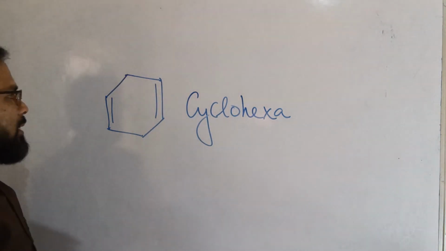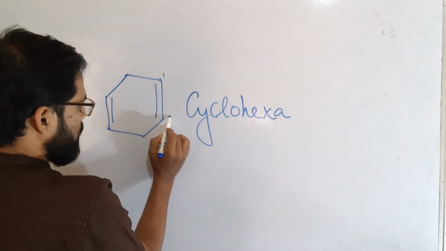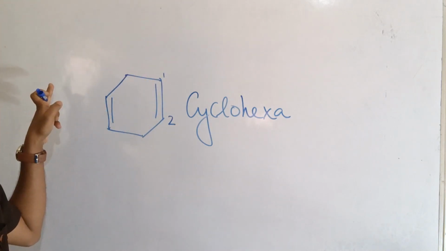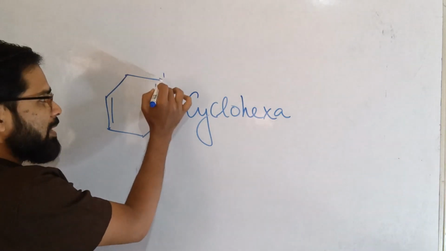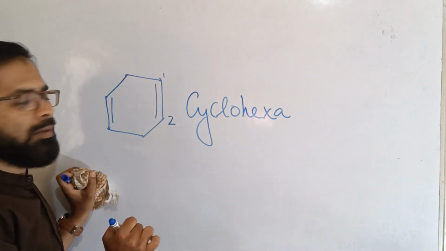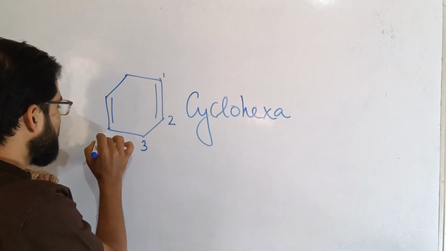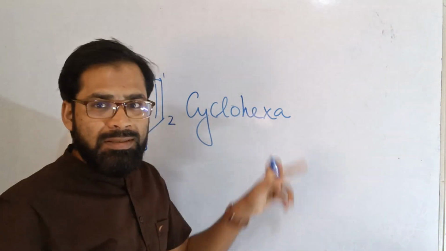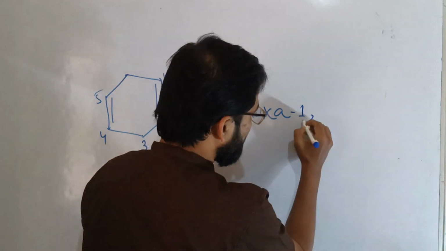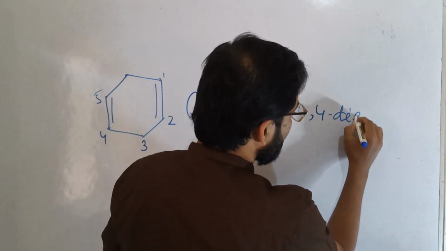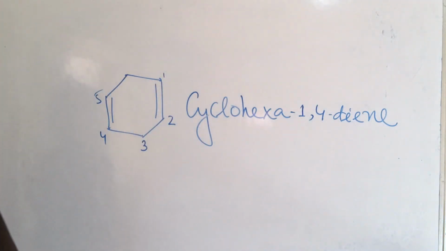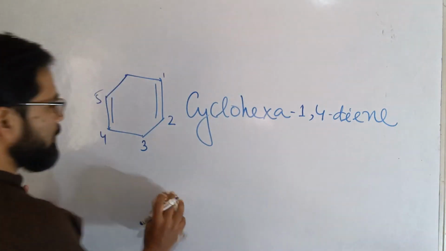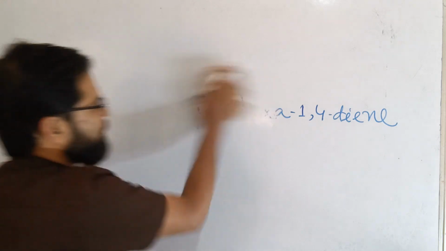Now numbering. So here numbering 1, 2. When you start the numbering from a double bond, you have to go through the double bond. You can't go like this. When you start from here, definitely you have to complete the double bond. 1, 2, 3, 4, 5. Which position? First and fourth. Cyclohexa-1,4-diene. That will be the name. Clear? Done with this one? Next example.